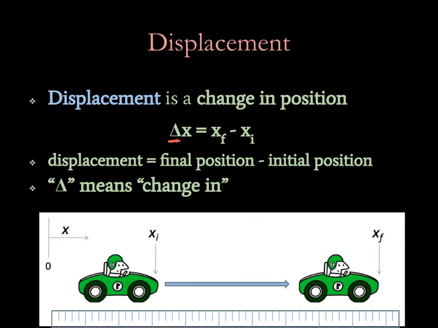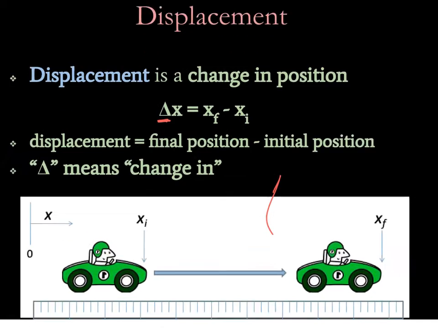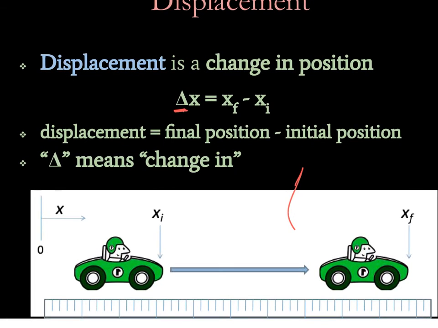In this case down here, we have our car starting at 0, and let's say this is 10 meters, so delta x equals 10 meters minus 0 meters, so delta x is 10 meters.